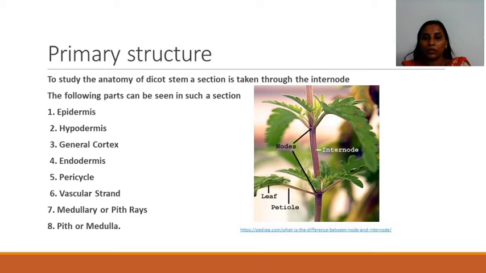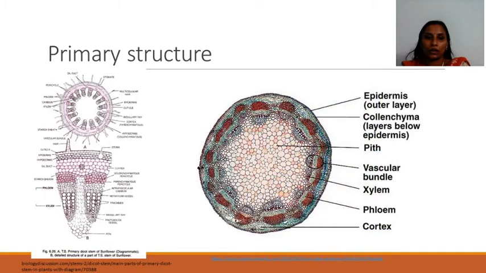To study the primary structure of dicot stem, we need to take a section through the internode. Internode means the region in between two nodal regions. When we look into such a section through a microscope, we can see three regions. One is the epidermal region, second one is the cortical region, third one is the stellar region. Here you can see those three regions as epidermis, cortex, and inner to that the stellar region can also be seen.